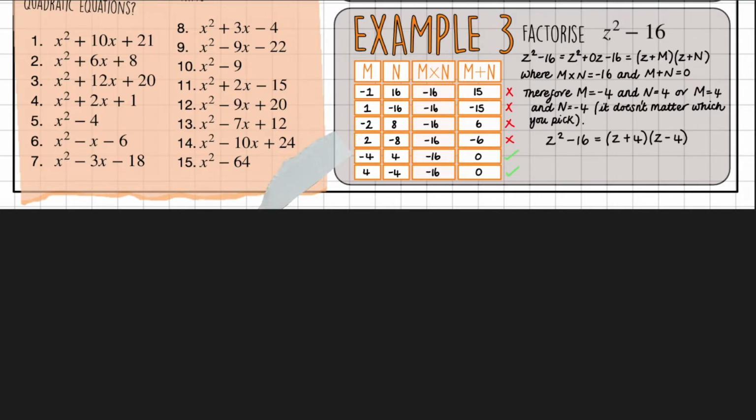Once again, let's just check that. Expanding the brackets, we have z squared minus 16, which was our original quadratic. So we know we've factorised correctly.